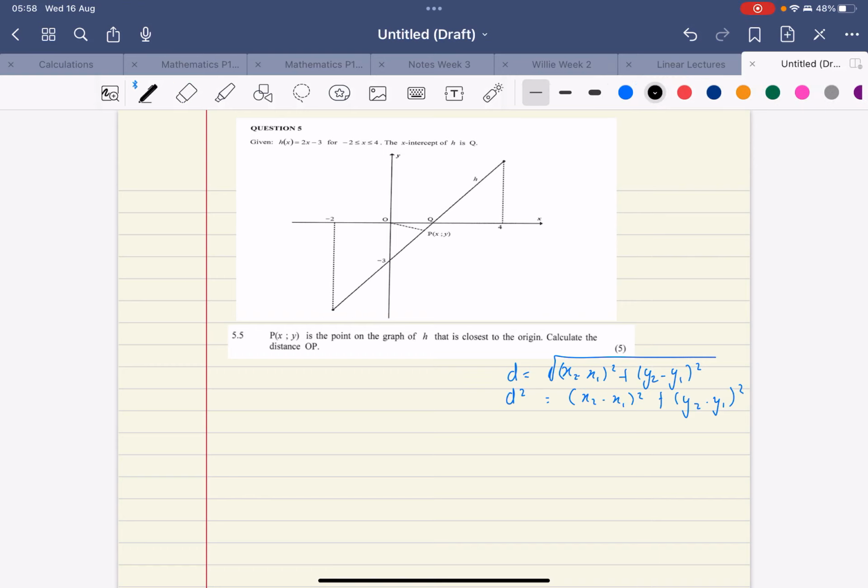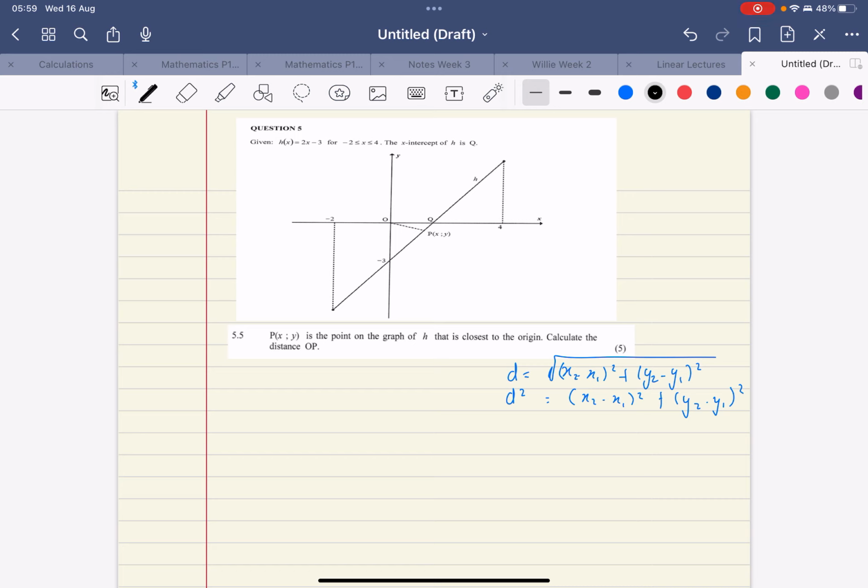Alright, in question 5.5 it is given that P(x, y) is the point on the graph of h that is closest to the origin. And then it says calculate the distance OP. So every other distance between the origin and the graph is going to be longer, such as the dotted line I'm drawing here, or here, etc. Okay, so how do we go about this?